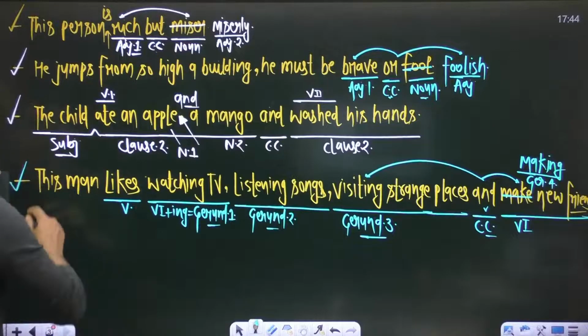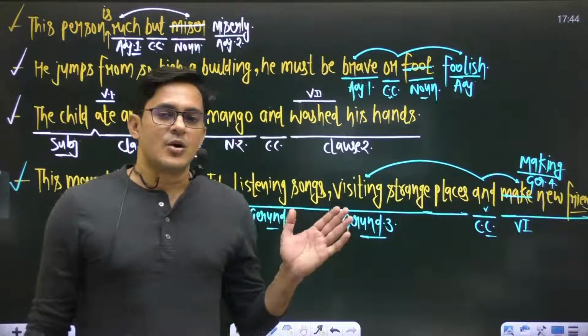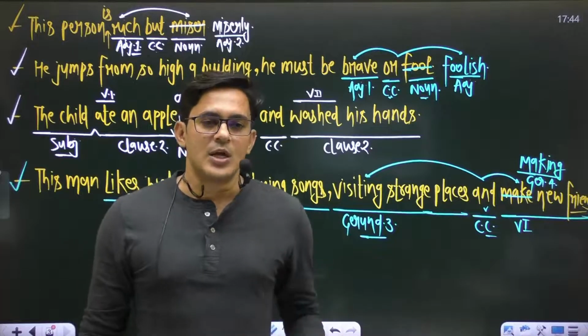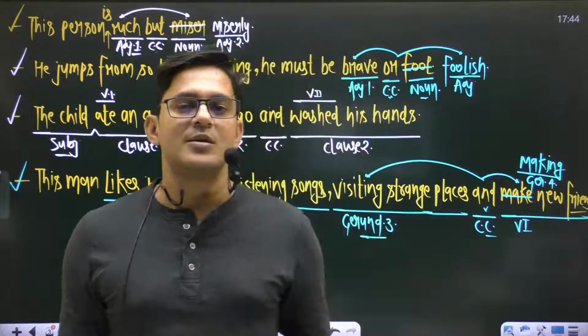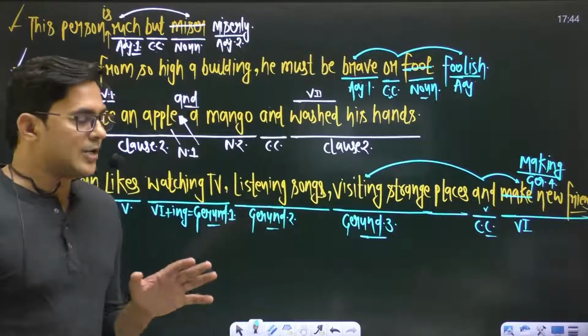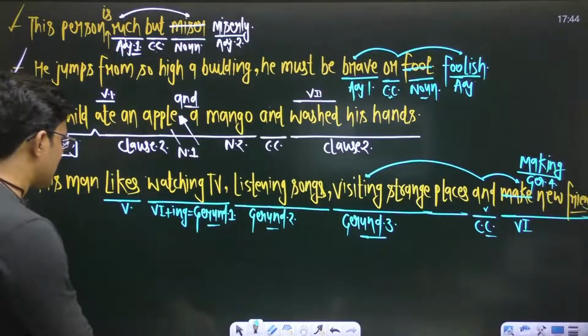By doing this, we can say coordinate conjunctions connect equal ranks of structures or same ranks of structure. By doing this, you can only say, right? Are you getting my point? Okay, let's move to the next question.